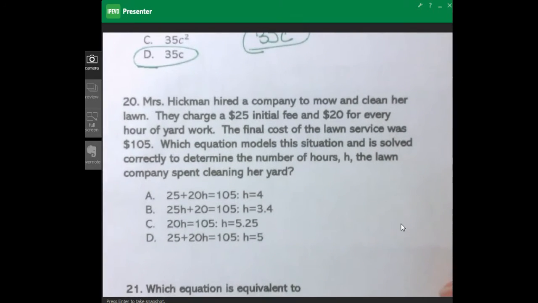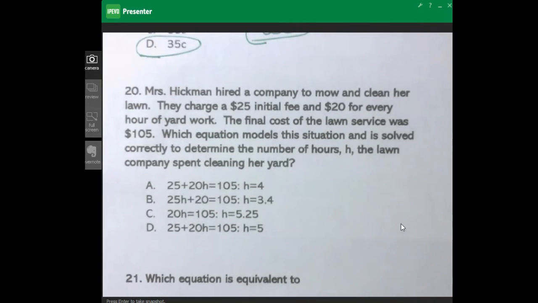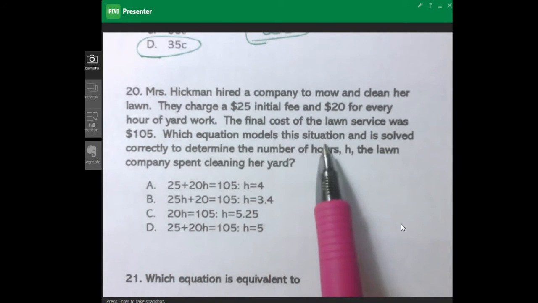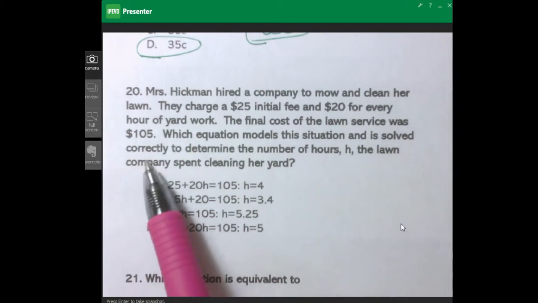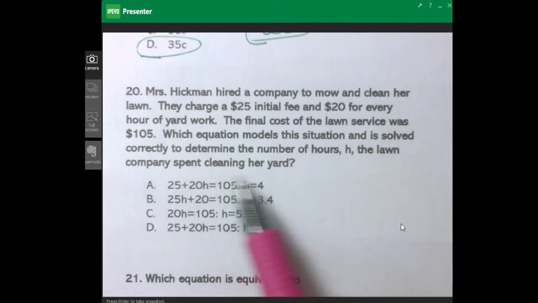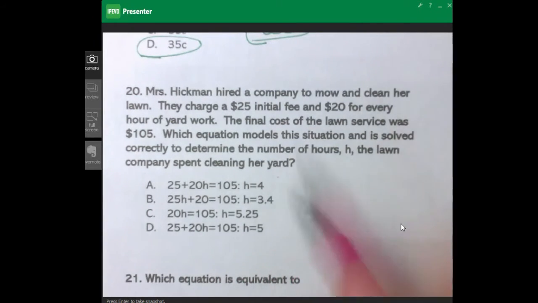Number 20. Mrs. Hickman hired a company to mow and clean her lawn. They charged $25 initial fee and $20 for every hour of yard work. The final cost of the lawn care service was $105. Which expression models the situation and is solved correctly to determine the number of hours H the lawn company spent working in her yard?